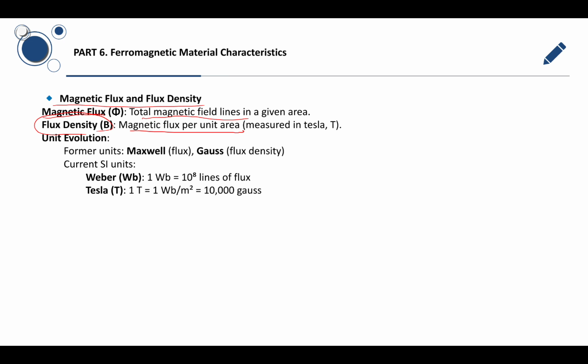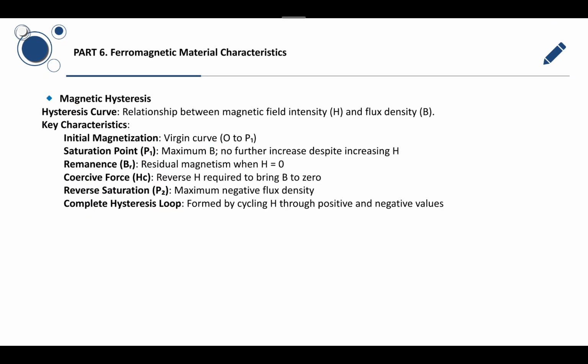Regarding units, we use Maxwell for flux and Gauss for flux density. This is for flux and this is for flux density. However, in the current SI system, we use Weber and Tesla. Let's move to the next slide.